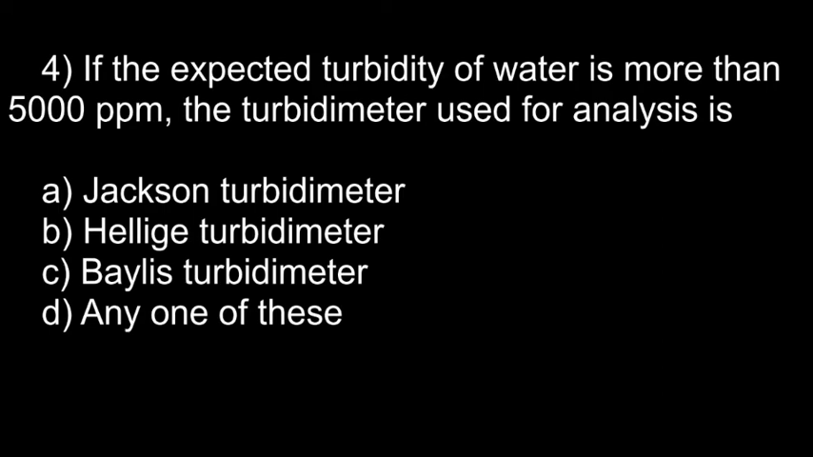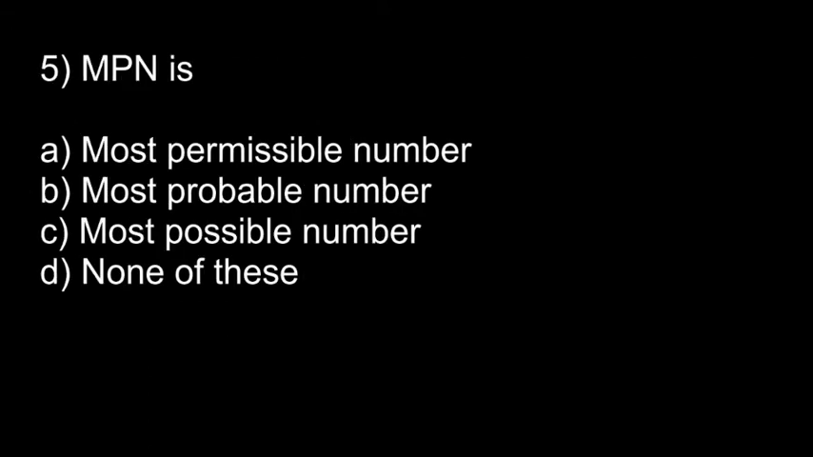So the Jackson turbidimeter can be used for 5000 parts per billion, and turbidity less than 50 parts per million can be measured using Bailey's turbidimeter. So these are all about the turbidity test. Now we can move to the next question.